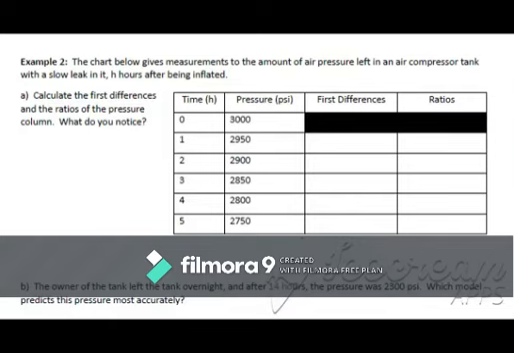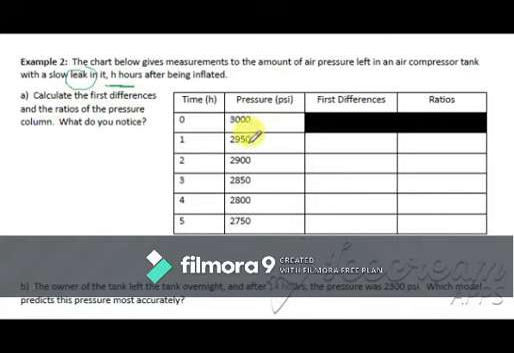Okay, example 2. The chart below gives measurements to the amount of air pressure left in an air compressor tank with a slow leak. So when we're thinking about a leak, we're thinking about it starting at one number and then decreasing. Okay, H hours after being inflated. So we have H hours, which is time, and then we have the pressure. Calculate the first differences and the ratios of the pressure column.